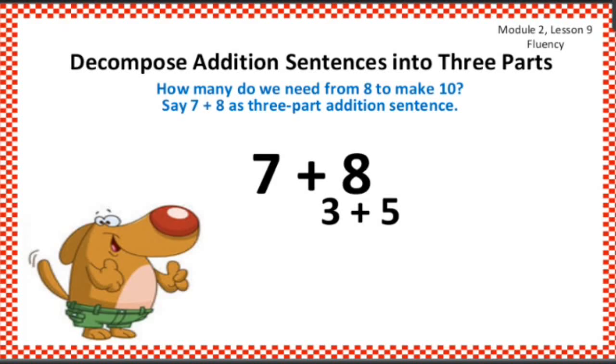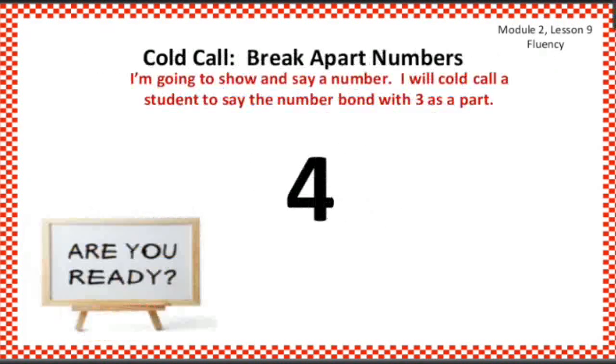And the last, 7 plus 8. You can see I broke my 8 into 3 and 5. That's 3 plus 5. So 7 and 3 will make my 10. You can see, so I have my 3-part addition sentence: 7 plus 3 plus 5. Very good. Now moving on.